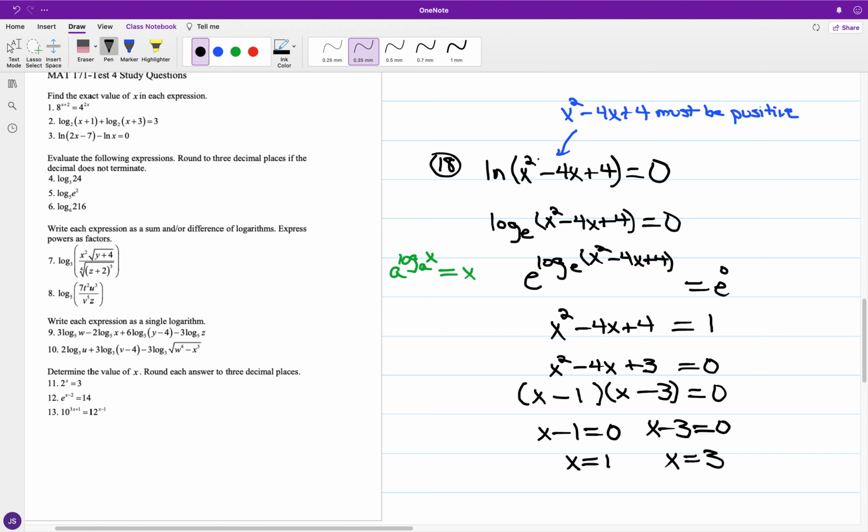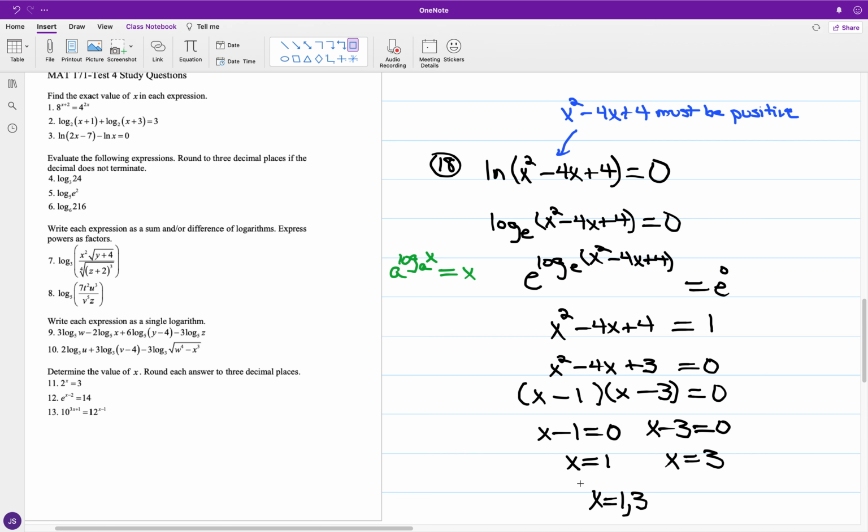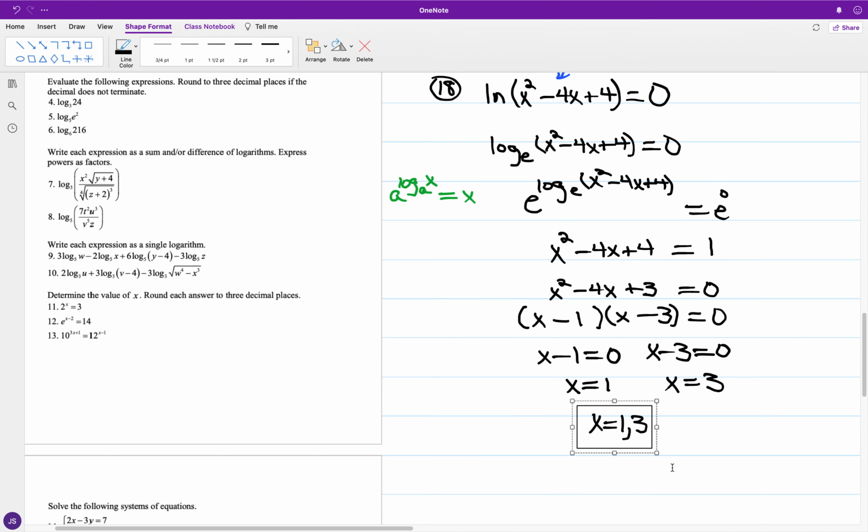Just checking, plugging 1 in for x, you have 1 squared is 1, and -4 times 1 is -4, so 1 minus 4 is -3. -3 plus 4 is positive, and so 1 results as a positive expression. For 3 squared is 9, -4 times 3 is -12, 9 minus 12 is -3, and -3 plus 4 is also 1. So both of these values, 1 and 3, check out. So again, the solution turns out to be 2 distinct values, 1 and 3.